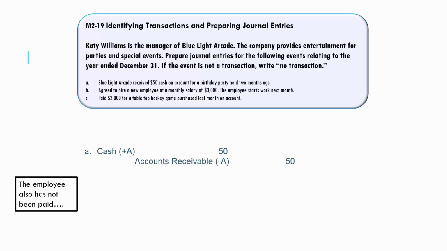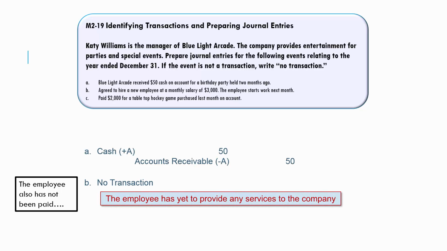Therefore, what they owe us, which we have receivable coming in, is going to go down by 50. On B, we hire a new employee at a monthly salary of $3,000 and they start work next week. This one, you have to go back again and say, what's a transaction? What are we giving up? And what did we give up with this one? I don't think we've given up anything because the employee hasn't worked. We haven't paid the employee, so there's no transaction.